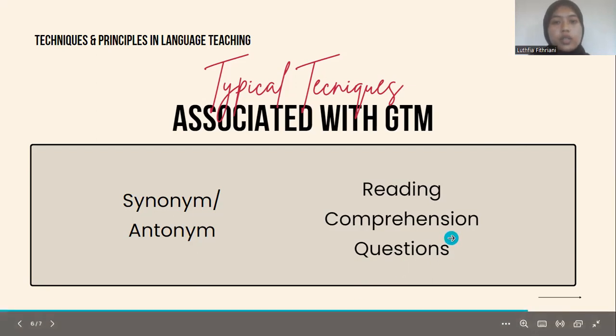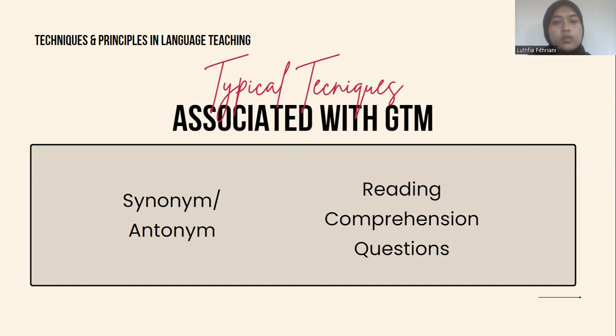Last is reading comprehension question. So after giving the student reading passage, we can ask them some questions related to the text. It is better for us as a teacher to give the student three different sets of questions. First, a question that has a purpose to check the student understanding. For example, who is the character of the text?